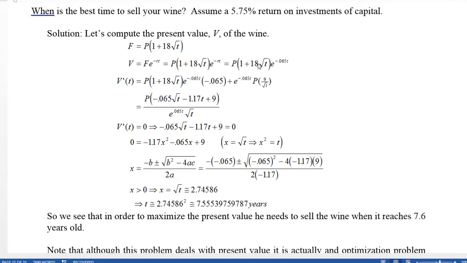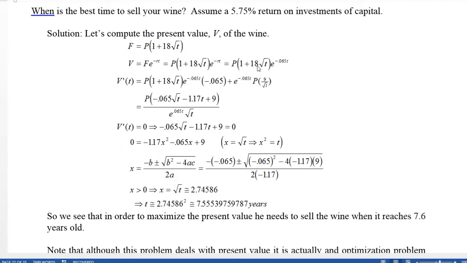Actually, I'm going to think of it as part of this first part, the way I did it, and use the product rule. So it's the first, P times 1 plus 18 square root of t, times the derivative of this other part. Well, the derivative of e to the u is e to the u times the derivative of u, which is the minus 0.065. So that's the first times the derivative of the second, plus the second, e to the negative 0.065t, times the derivative of the first, so still got a P.